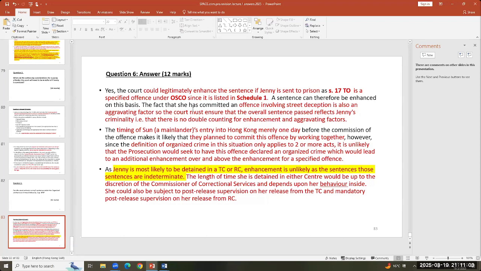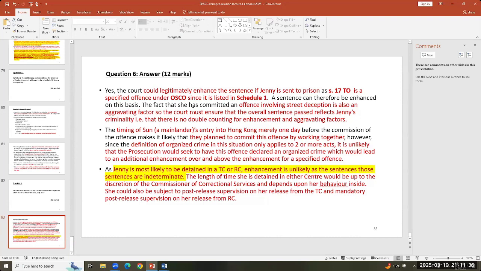So remember, under OSCO, there's 2 levels. There's an enhancement for a specified offense, which Section 17 is, but there's an additional enhancement if it's also an organized crime. Now here, it's 2 or more people working together to commit an offense, so it meets part of it, but it has to be 2 or more acts. So it's not an organized crime, it's just a specified offense. So there can be that first level of enhancement.